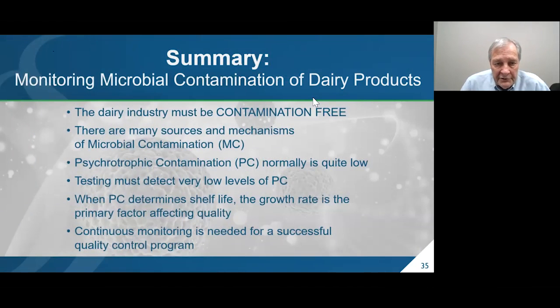Summary: the dairy industry must be a very clean industry. We have a medium that grows bacteria very well, perfect pH, perfect nutrients. Everything's there for very rapid bacterial growth, and there are many sources and mechanisms of bacterial contamination. Again, without good sanitation, without good sanitary design, we will have contamination. But even with good sanitary design and good cleaning and sanitizing procedures, we still can have microbial contamination, primarily due to environmental contaminants, either within the process or from the environment, like floor drains and so on.